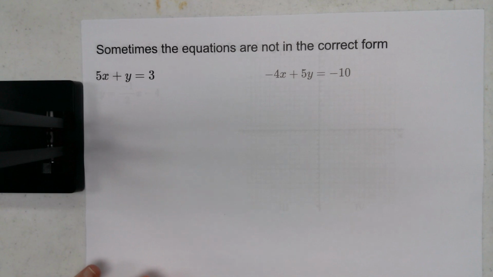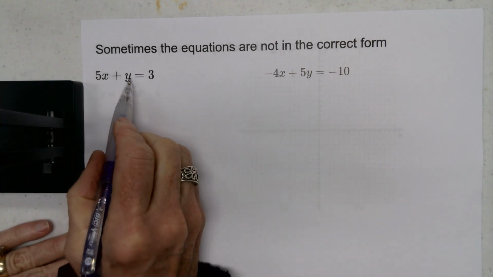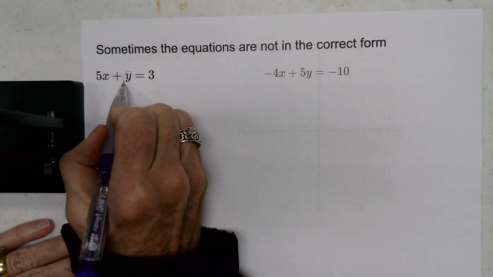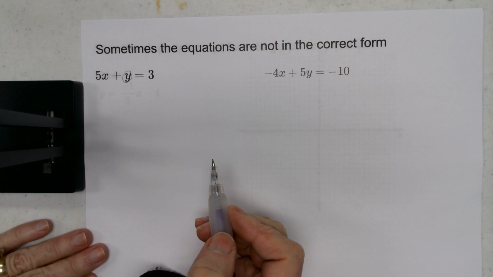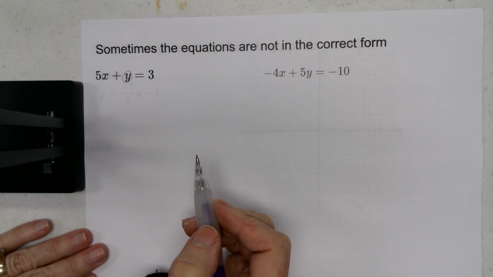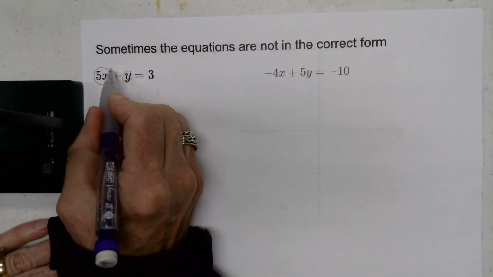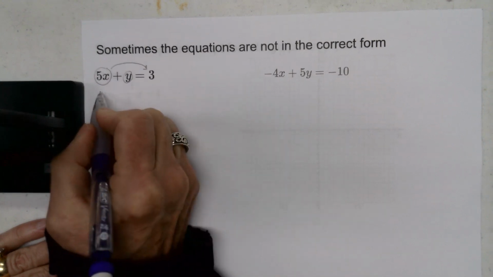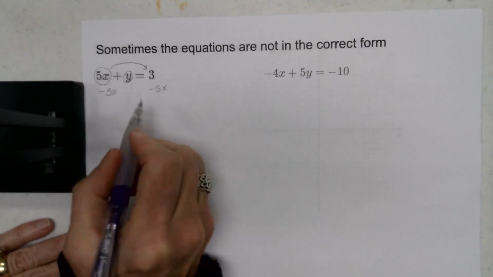Sometimes the equations are not in the correct form, so you have to put them in the correct form before you can figure out what the slope and the y-intercept is. The correct form, you need to get the y by itself. So you're solving for the y, so you're using simple algebra: if something is added, the way you get rid of it is you add a negative of it or you subtract it. So I want to take this 5x over to the other side. So what I'm going to do is add a -5x to both sides.